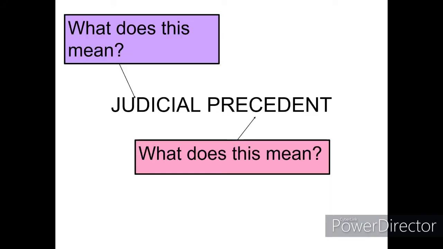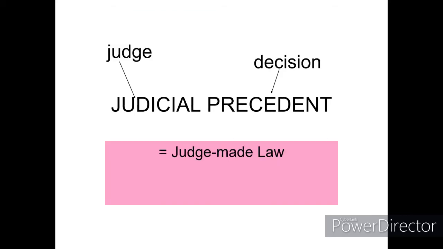First of all, the meaning of Judicial Precedent. Let's just think about this for a while. You probably already know what the word judicial means from your study of paper one. You might not have ever heard of the word precedent. Notice it's precedent, so it's not like the president of the United States. Judicial means judge and precedent means decision. So we're looking at judge-made law, so law made in the courts.